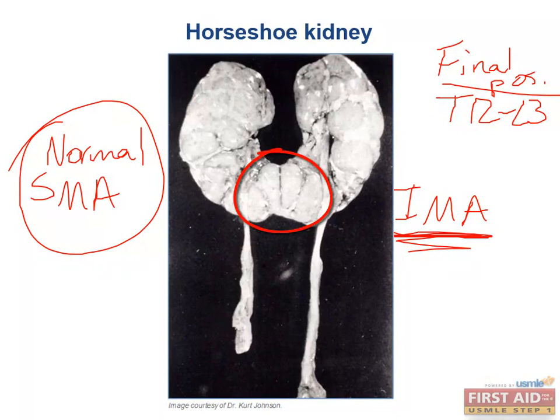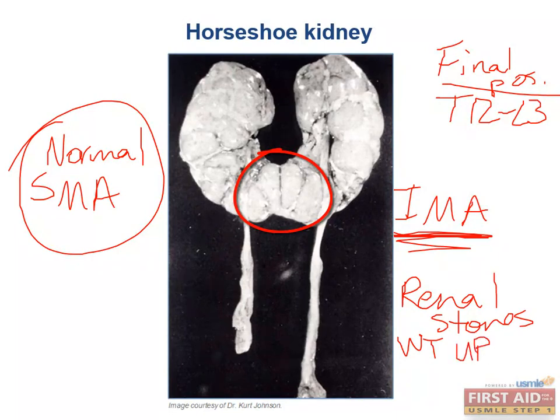Now, horseshoe kidneys function normally, but they are predisposed to renal stones, renal cancer, such as Wilms tumor, and ureteropelvic junction obstruction, and finally, hydronephrosis.